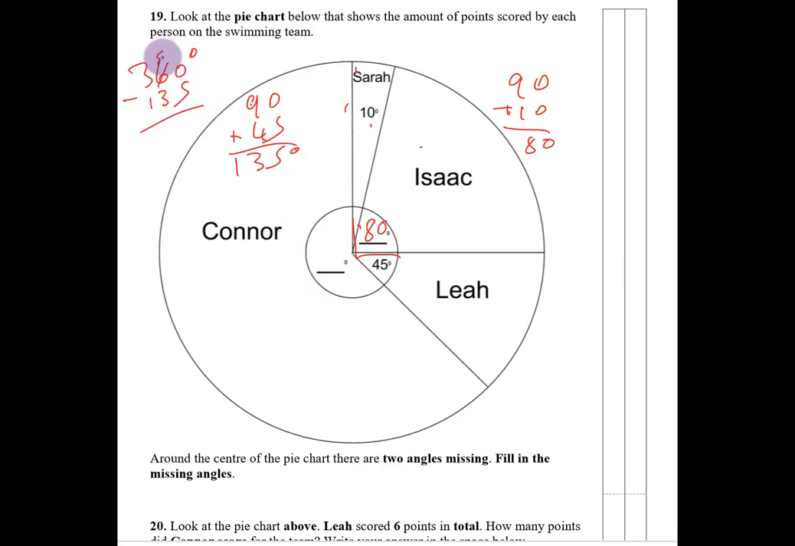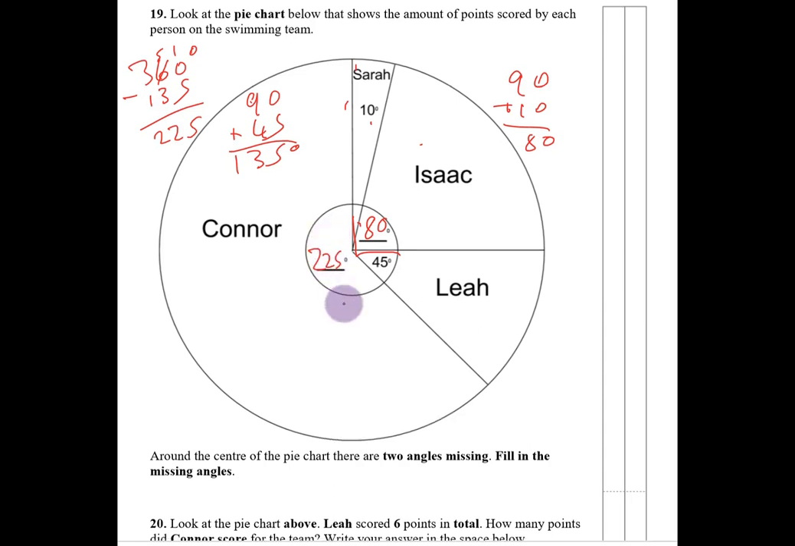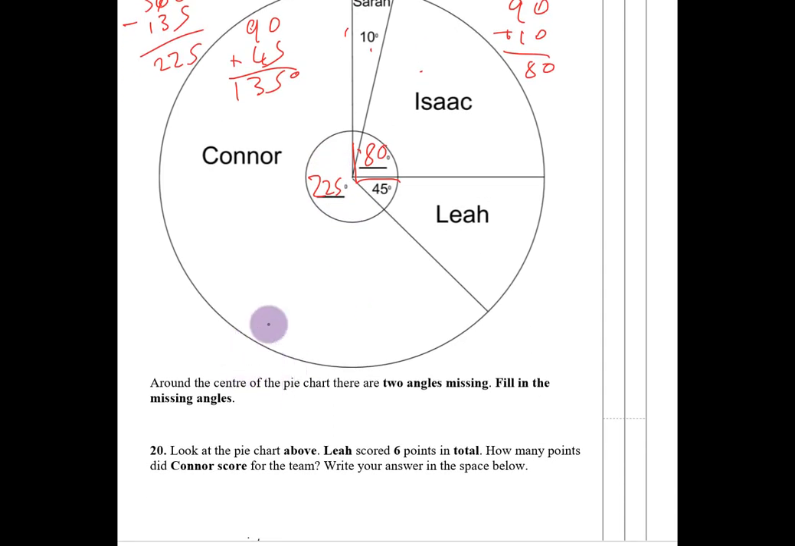So 0 take away 5 we cannot do. 10 take away 5 is 5. 5 take away 3 is 2. And then 3 take away 1 is 2. So Connor is 225 degrees. So these would be the two missing angles. Now, number 20.